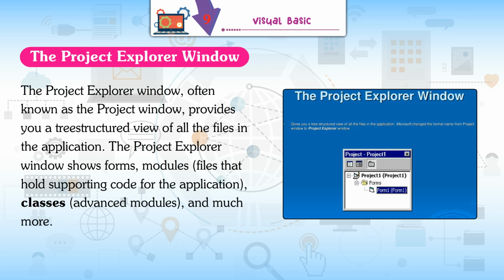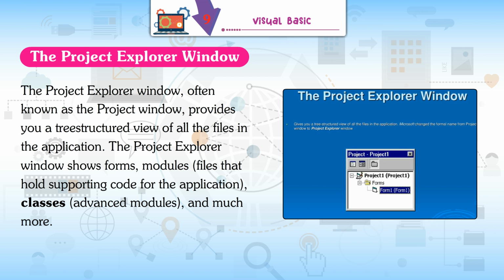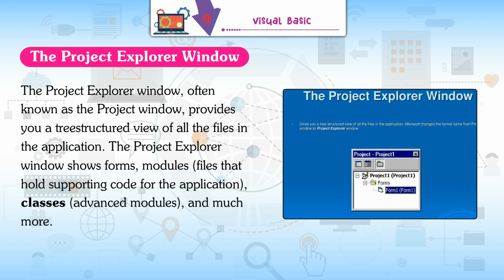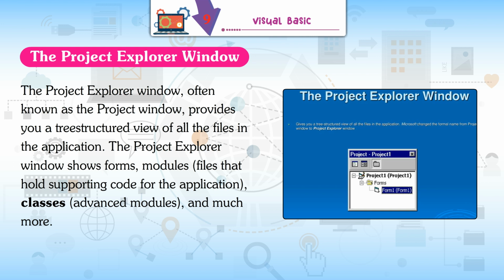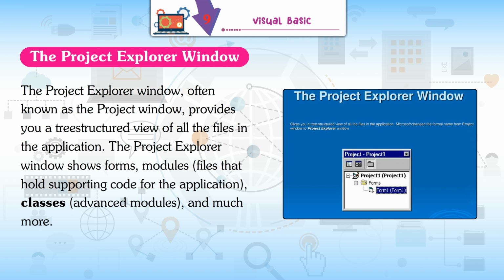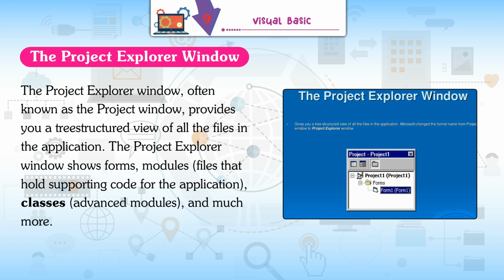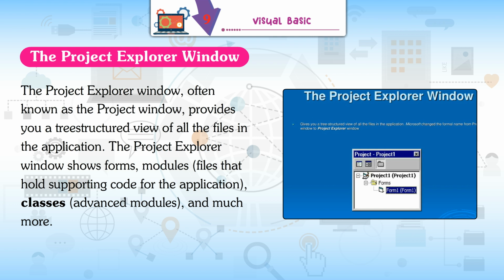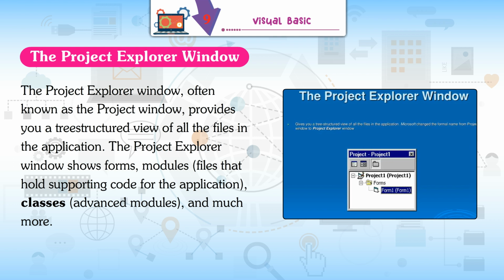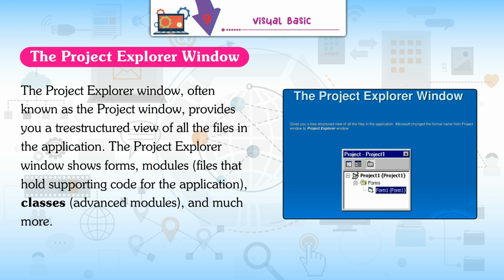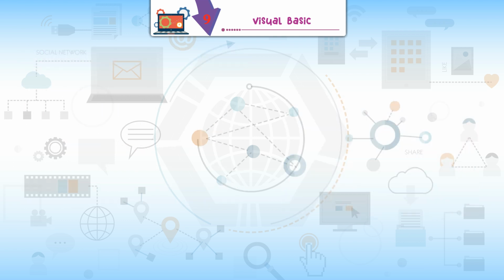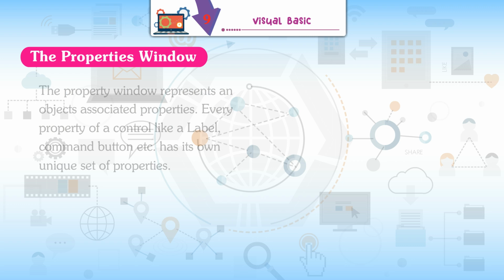The Project Explorer window, often known as the project window, provides you a tree-structured view of all the files in the application. The Project Explorer window shows forms, modules, files that hold supporting code for the application, classes, advanced modules, and much more. The Properties window.